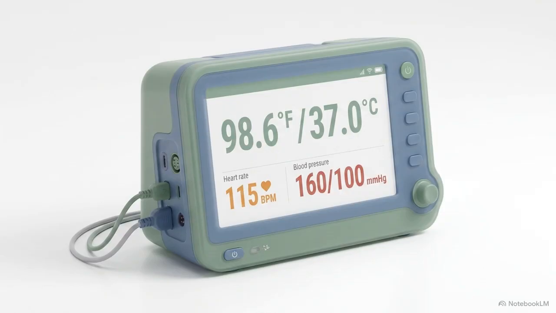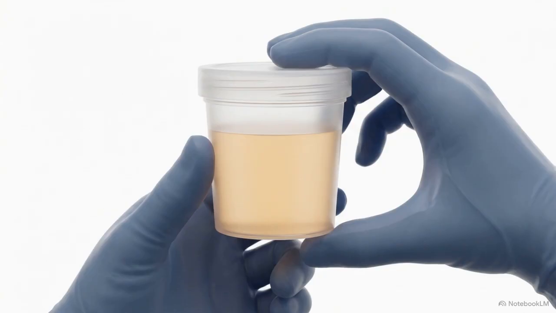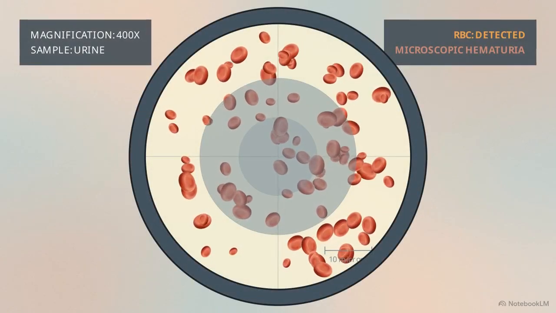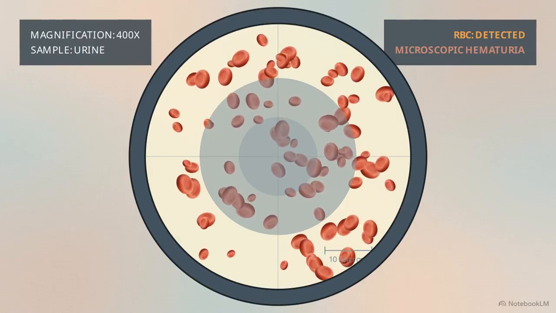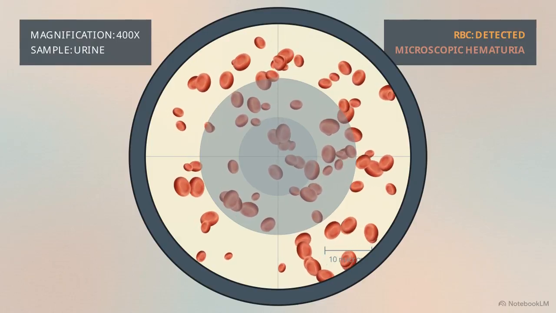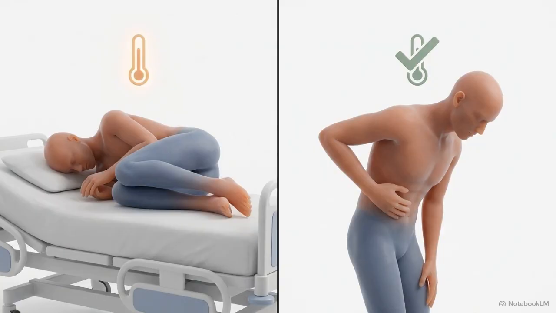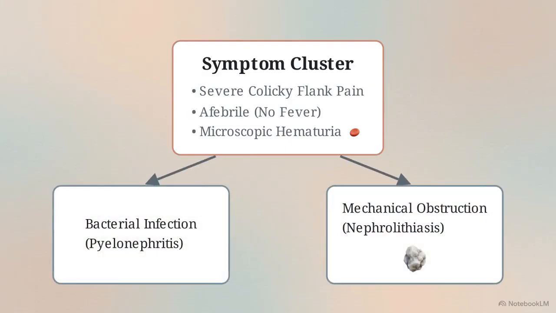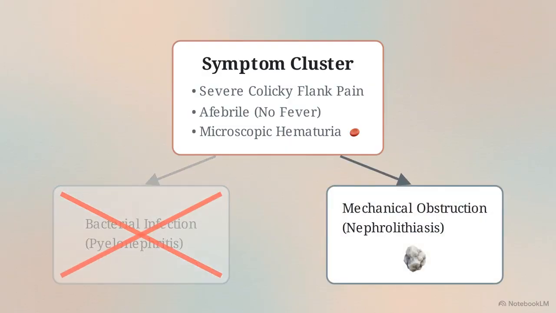His vital signs show that his body temperature is completely normal. We collect a urine sample for analysis. The results return positive for microscopic hematuria, invisible to the naked eye, but indicating red blood cells are actively leaking into the urinary tract. Patients with systemic infections, like acute pyelonephritis, typically present with high fevers and prefer to lie perfectly still in the fetal position. Elias is afebrile and pacing in severe pain. Combined with the microscopic blood in his urine, this exact symptom cluster shifts our clinical suspicion away from a bacterial infection and directly toward a mechanical urinary obstruction.